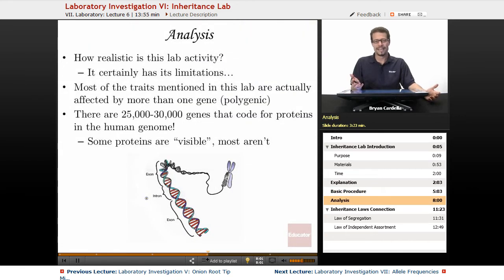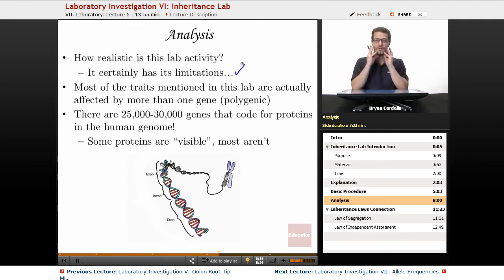All right. So analysis. After doing these coin flips and saying, hey, this is what was inherited, this is what was inherited, how realistic is this lab activity? Well, it certainly has its limitations. Is it true that there's just 3 hairstyles, curly, wavy, straight? No, there's actually more than that. There's probably multiple genes influencing exactly how your hair curls or doesn't curl. In terms of hair color, definitely more than one gene. The shape of your face, certainly lots of genes.